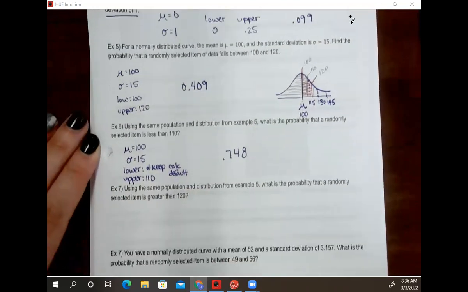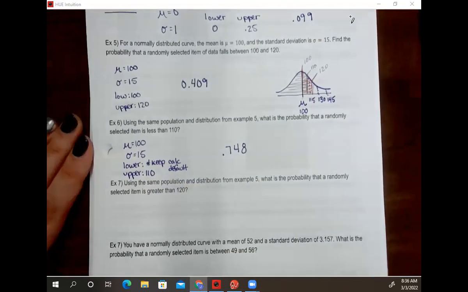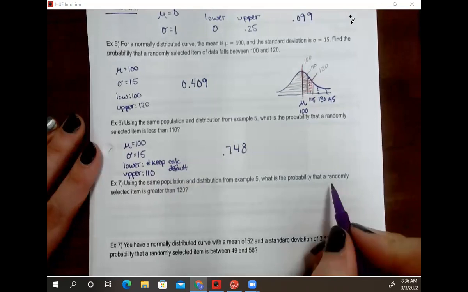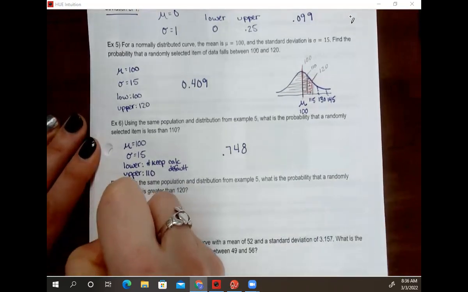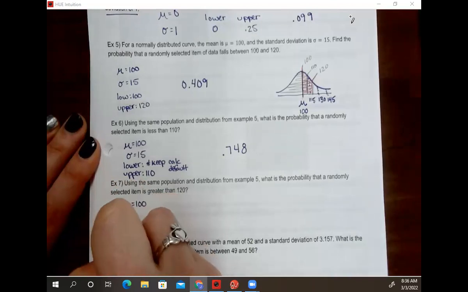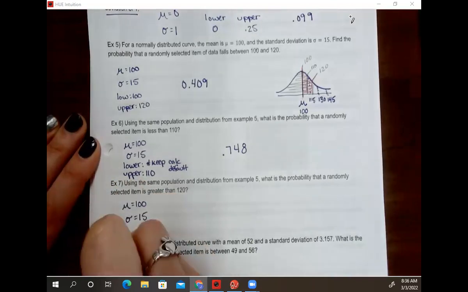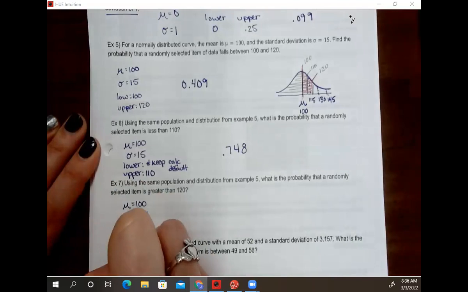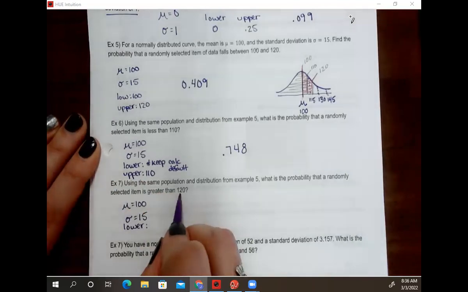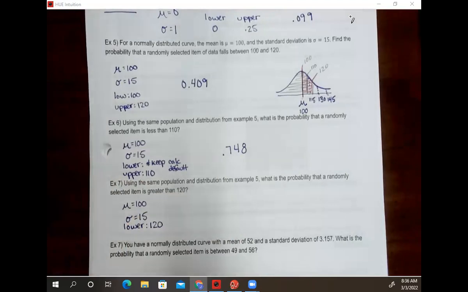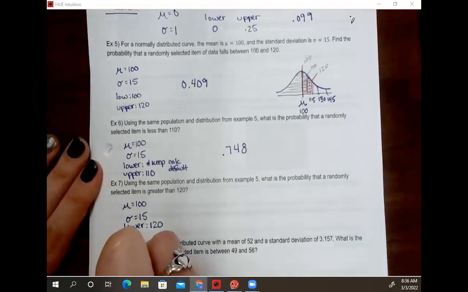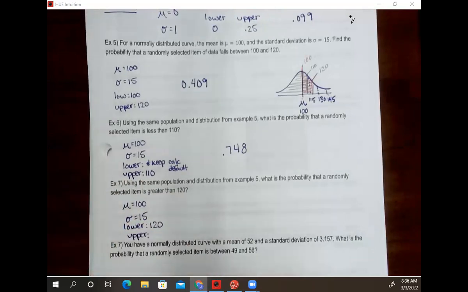For example 7, we're using the same population again. This time I want to know what's the probability that a randomly selected item is greater than 120. So same mean of 100, same standard deviation of 15. My lower bound this time, I know. I want my item to be greater than 120. So I'm going to set 120 as the bottom. And then my upper is the thing that they didn't directly give me, okay? So anytime I have to set an upper bound, I have to make that decision myself.